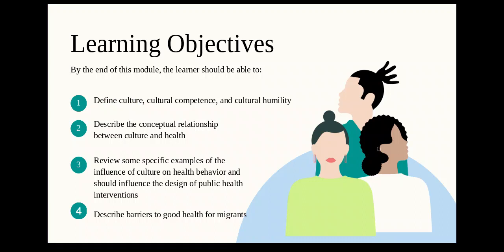So by the end of this module, learners should be able to define culture, cultural competence, and be able to differentiate that concept from cultural humility. You should be able to describe the conceptual relationship between culture and health and review some specific examples of the influence of culture on health behaviors and the influence of culture on the design of public health interventions. You should be able to describe the barriers to good health for migrants and understand a little bit about the debate in the United States about immigrant health.